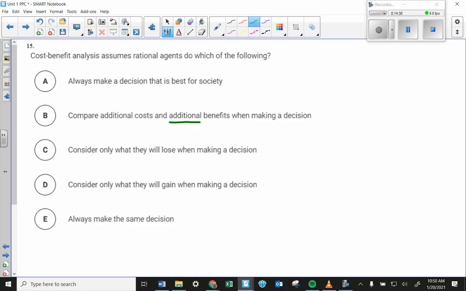Additional means marginal. Marginal benefit, marginal cost. Okay, well, actually comparing over here, having a read, marginal cost. That's the answer. You're constantly doing a marginal benefit, marginal cost analysis. You're not doing what's best for society, you're doing what's best for you.